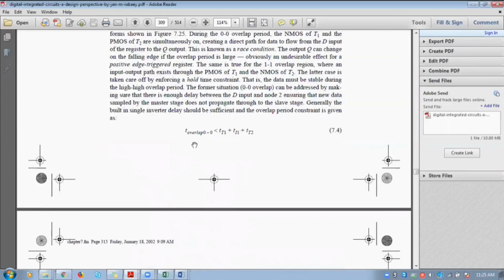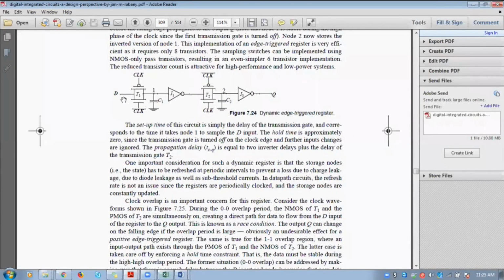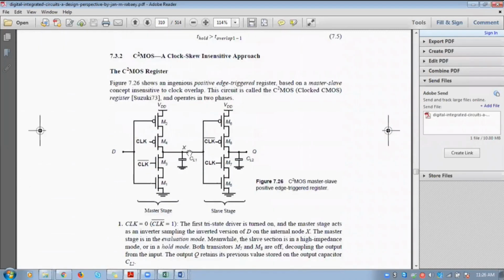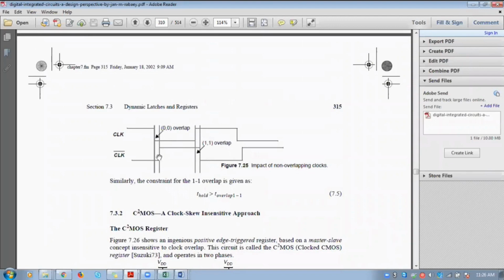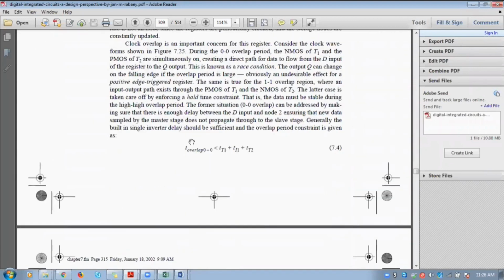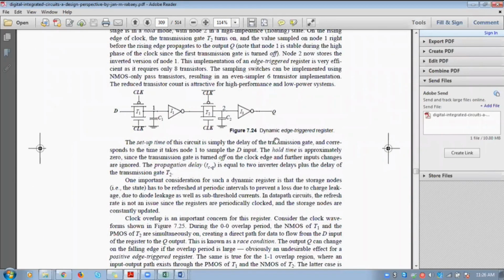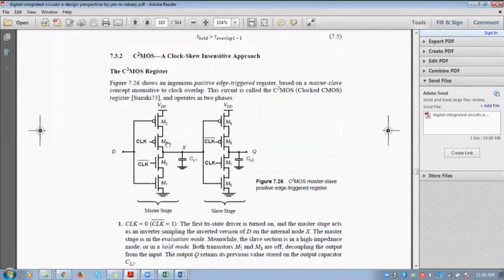So consider clock as well as clock bar, both are 0. In the previous cases, if any overlap is coming, the normal working of master slave gets affected and D will directly go to the output. As we are doing a design which is to overcome this 0, 0 and 1, 1 overlap, this faulty operation should not happen. When 0, 0 and 1, 1 overlap comes, D should not go to the output directly. That is our ultimate aim. We have to check whether it is satisfying the condition or not.